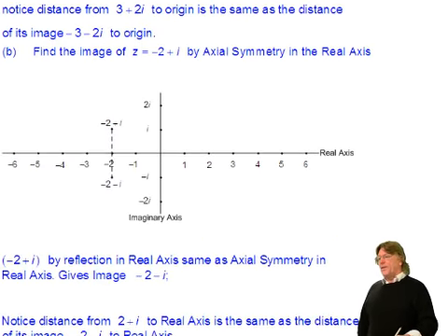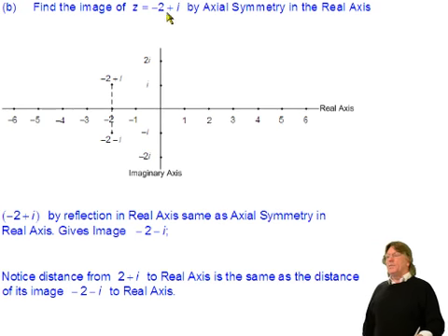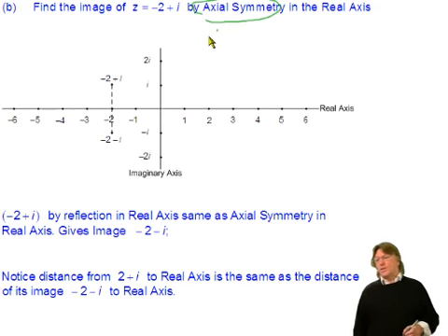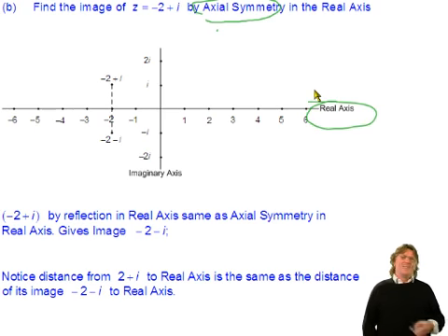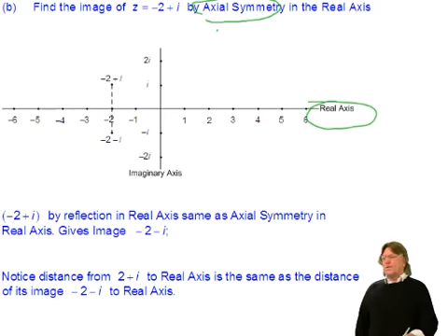B, find the image of minus 2 plus i by axial symmetry. And again, that's the reflection word. Reflection in the real axis. This one's the real axis, this one's the i-axis. Now the students in an exam look at this and think, oh, I've forgotten which is which, or I never knew. And that's a pity. So the real axis is the one that was the x-axis originally. So there's minus 2 plus i.